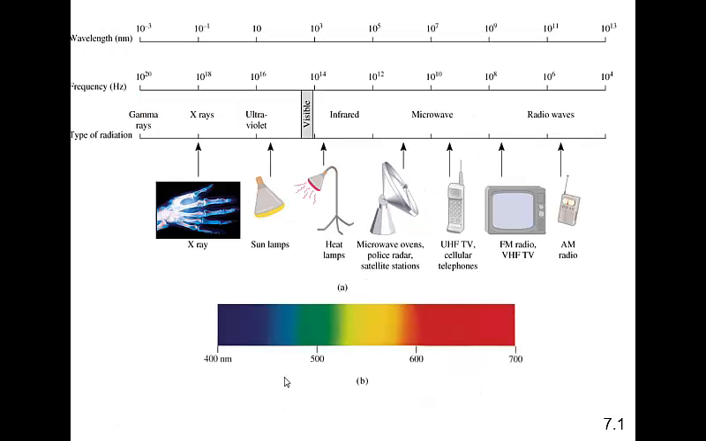Make sure you know the 7 parts of the electromagnetic radiation and in order. At this end, this is the higher energy end. This is the higher frequency. This is the higher energy end. And this is the shorter wavelength end.